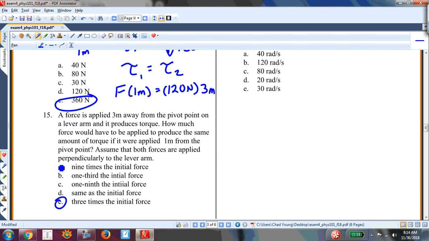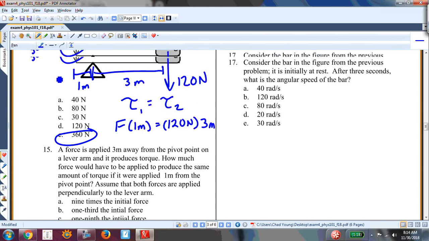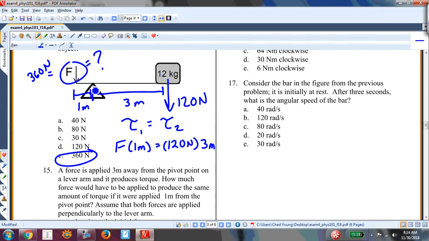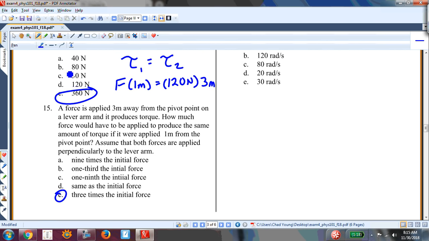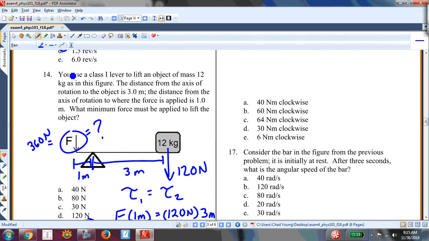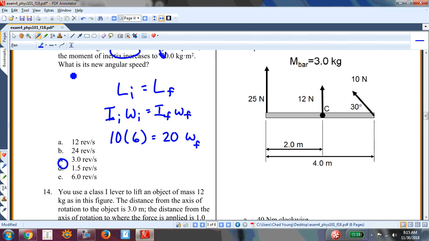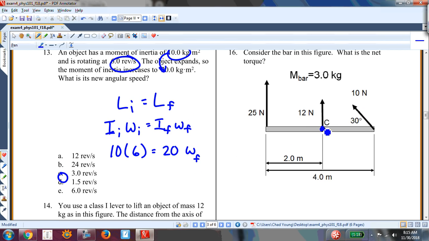I have a force applied 3 meters from the axis of rotation, and then I apply another force 1 meter away. How much must this force be? It has to be 3 times the initial force. What is the net torque here? Well, first of all, it's rotating about this point, so I get rid of that force completely. Over here, the 25 newton force causes a clockwise torque, so it's a negative torque. I'll call that torque 1. And this one produces a counterclockwise torque, so I'll call this positive torque 2.